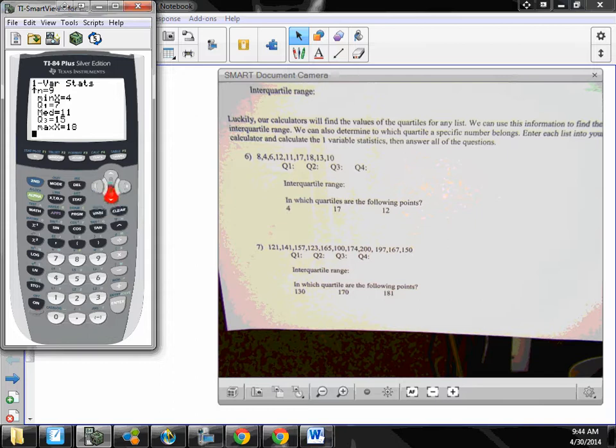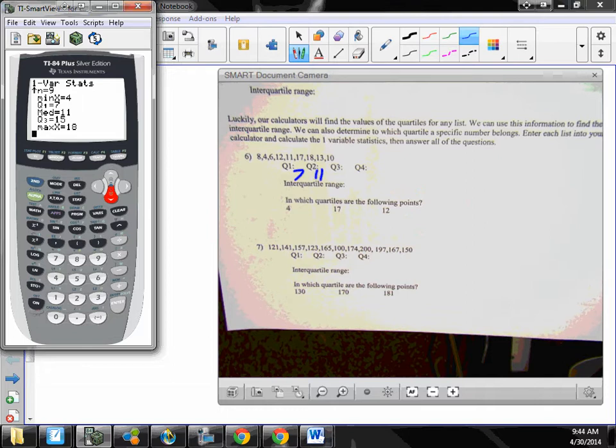it lists the minimum, which is the smallest. Q1 is the biggest number in quartile 1. The median is the biggest number in quartile 2. Q3 is the biggest number in quartile 3, and the maximum is the biggest number in quartile 4. So we labeled the quartiles as 7, 11, 15, and 18. And the minimum is not listed. What would the interquartile range be? It's 15 minus 7, which is 8.